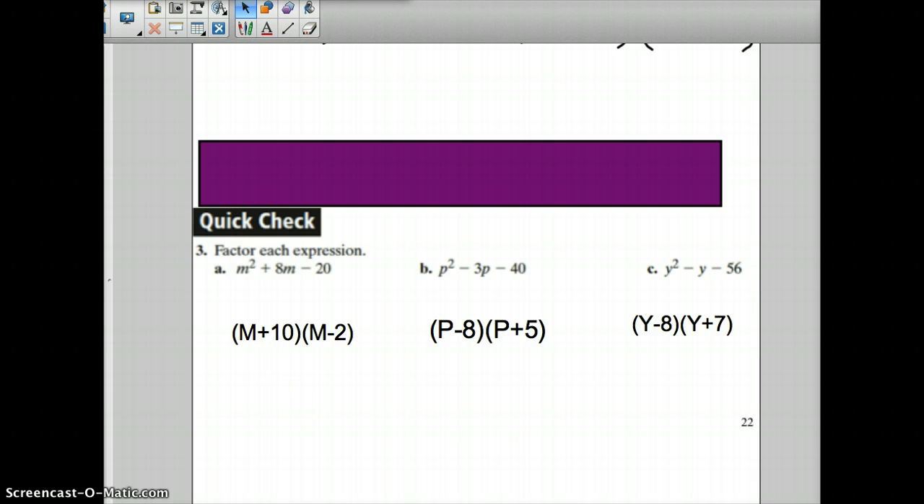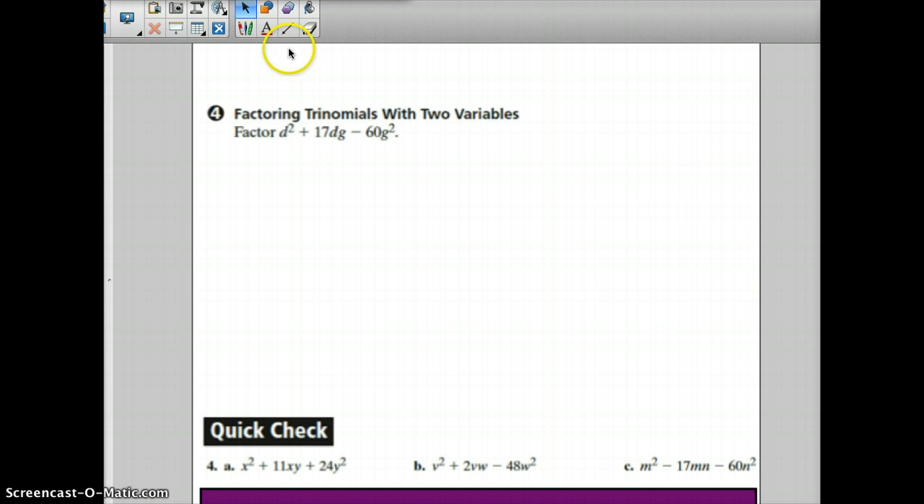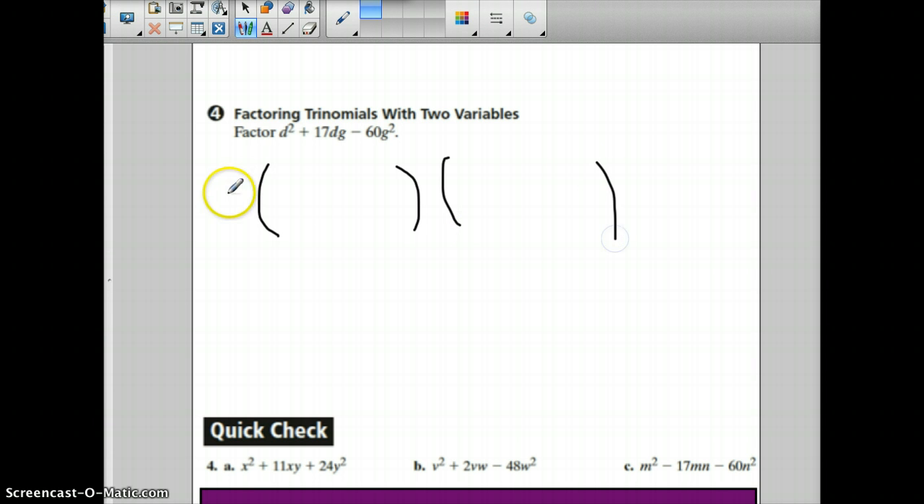All right, last example. We've got two variables. Okay, notice we have a d squared here and a g squared here. It's really not any different than what you just did, except you have that extra letter. And the nice thing is you can look here and say, well, I have a d and a g. That means each of these, and I have a d squared and a g squared. So that means each binomial is going to have a d and a g in it.